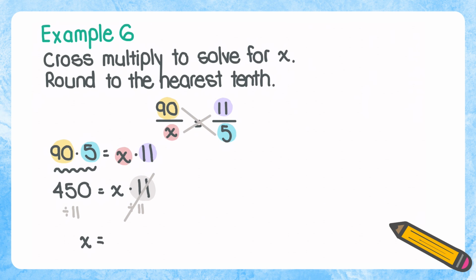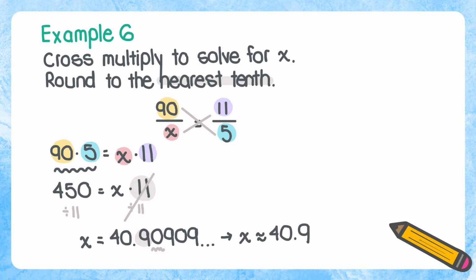450 divided by 11 is the following. So you'll notice that it's not an exact answer. You get an ongoing decimal. 40.90909, and it just keeps going. But we're going to round to the nearest tenth. Our tenth place value is 9, and we look at the digit right after. Since 0 is less than 5, we round down. So 9 just stays the same. X is approximately 40.9.